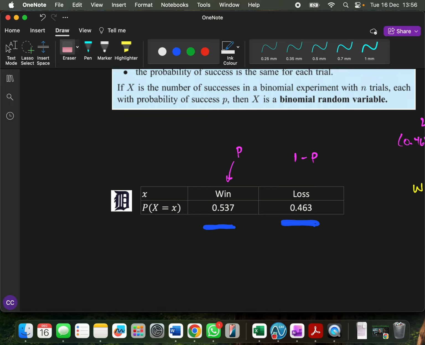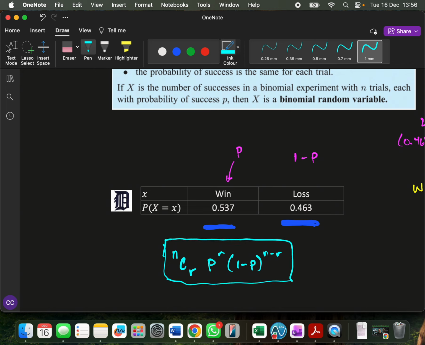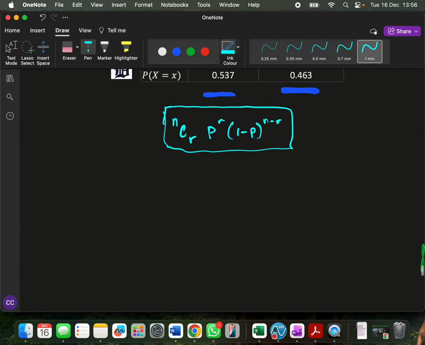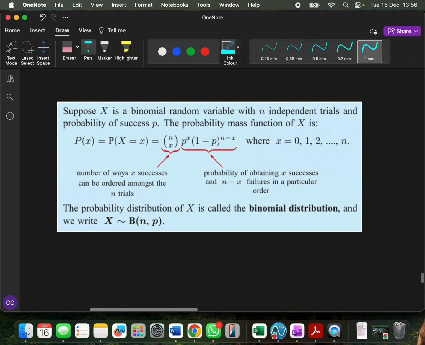What we're always going to work with is the idea of n choose r, and then it's going to be the probability of the event that we want to the rth power, times 1 minus the probability of the event that we don't want to happen to the n minus r. That is the binomial distribution. That will find the chances of something happening. Now, I have it formalized down here where you can see all of that.